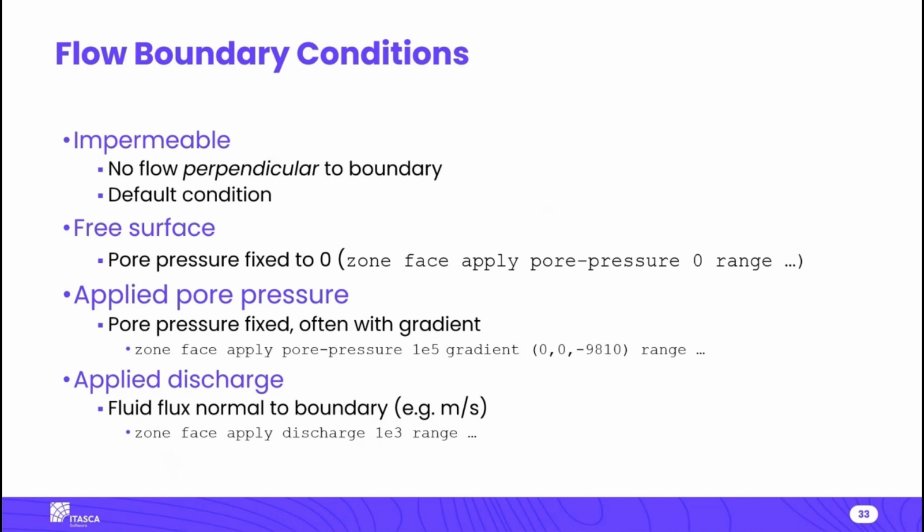You can apply a pore pressure. So often at the sides of a model, you want to apply a pore pressure to account for the gradient in pore pressure. You can apply a discharge. This is useful if, for example, you're simulating a well, where you're either injecting into a well or extracting from a well. You can specify some discharge. Or you can apply this to the sides as well.